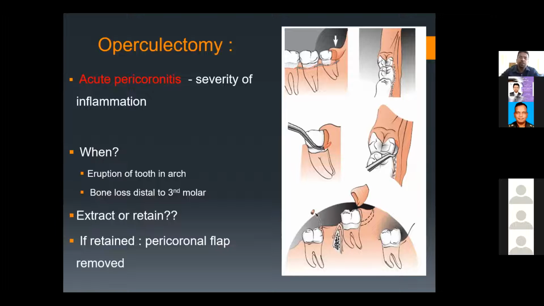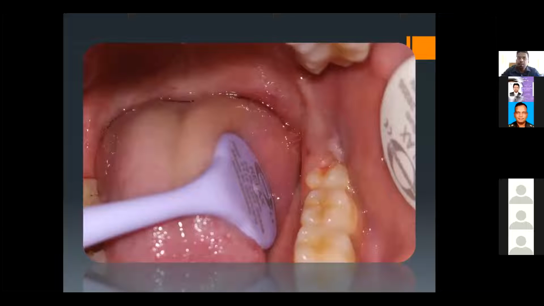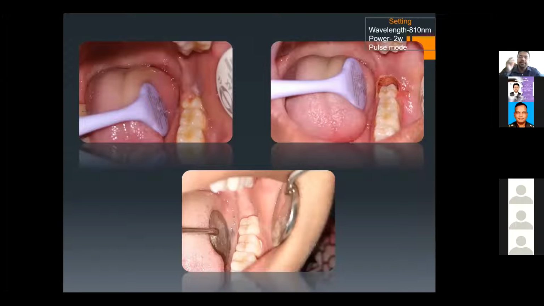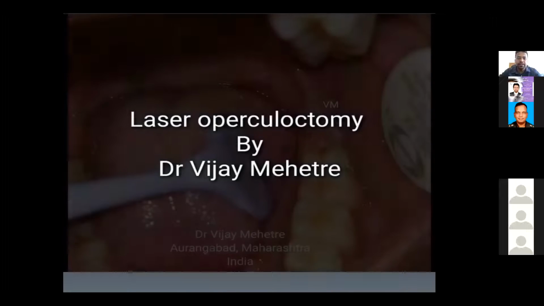Let's see a case of operculectomy. This is a pre-operative photograph showing 38 partially covered with gingiva. So in this case, we have performed the operculectomy. This is a pre-operative photograph. This is an immediate post-operative photograph, and we can see a beautifully exposed crown. Okay, and this is a post-operative follow-up photograph where we can see beautiful healing. 38 is properly erupted in the post-operative photograph. Okay, let's see a video for this case.